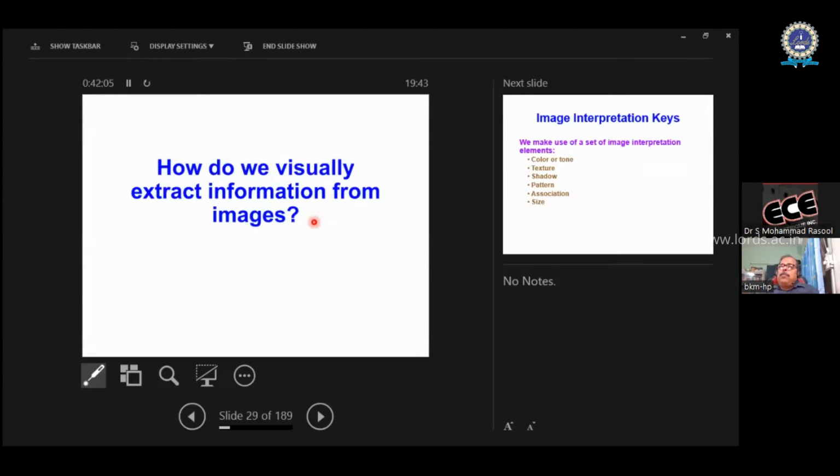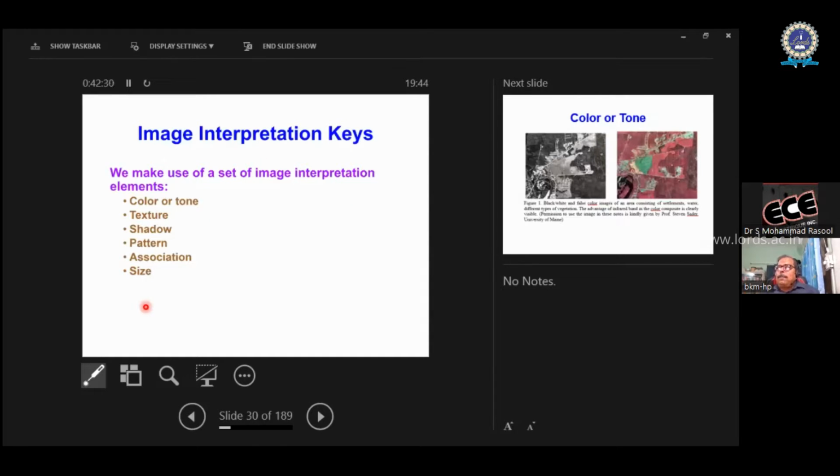Now, when people view the images, what do they actually look at? This is based on the workings of the human vision. Many computer vision algorithms are built somewhat mimicking the behavior of the human visual system. So what do the interpreters actually use?